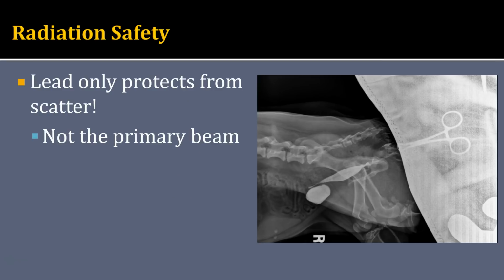Now keep in mind that lead will only protect from scatter radiation. It does not protect from the primary beam. And this is an example of that. This rectangle will be where the primary beam is. This is a dog that is having a positive contrast study of the bladder and the vagina. The staff member who is injecting the contrast is trying to protect themselves with lead. However, if you look closely, you can still see the hand, the soft tissues, and the bones of the hand, even though there is lead. That is because lead will not protect from the primary beam. So please keep that in mind.